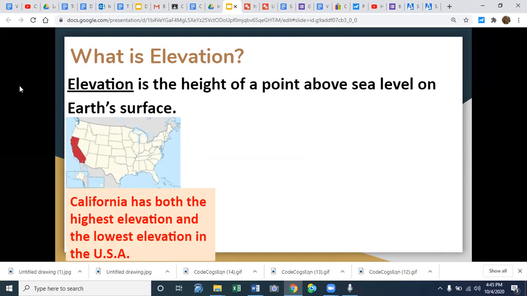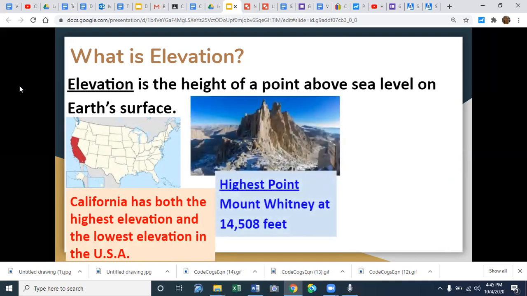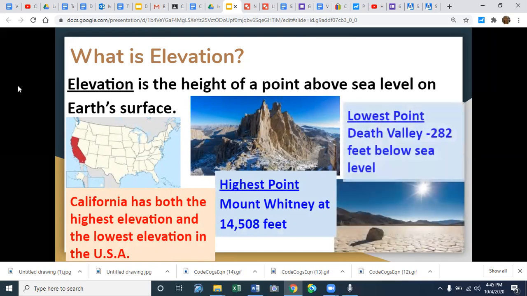So what are those spots? Well, the highest point is called Mount Whitney, and it's 14,508 feet above sea level. That's its elevation. The lowest point in California and also in the US is called Death Valley. It's negative 282 feet below sea level.